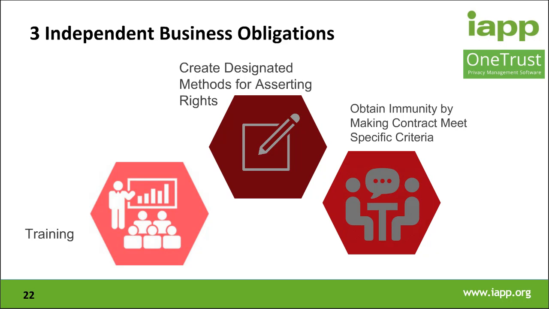So companies must train those employees that will be responsible for answering questions about personal information and handling personal information about the consumer rights that California consumers do have. They must also create designated methods for asserting rights under the statute, and there's some specific guidance in the statute. Some suggested ways for giving methods for asserting rights are an 800 number, and if a company has a website, a website icon or notice so that consumers know how to assert their rights.